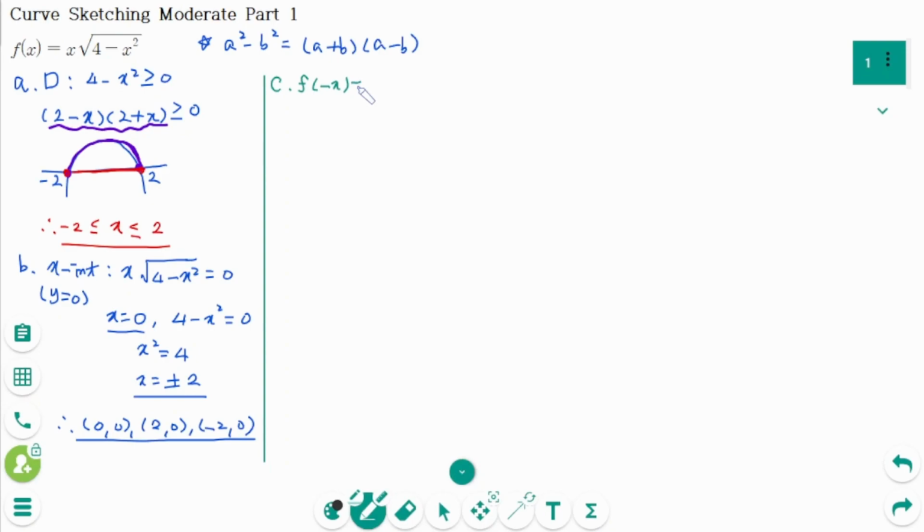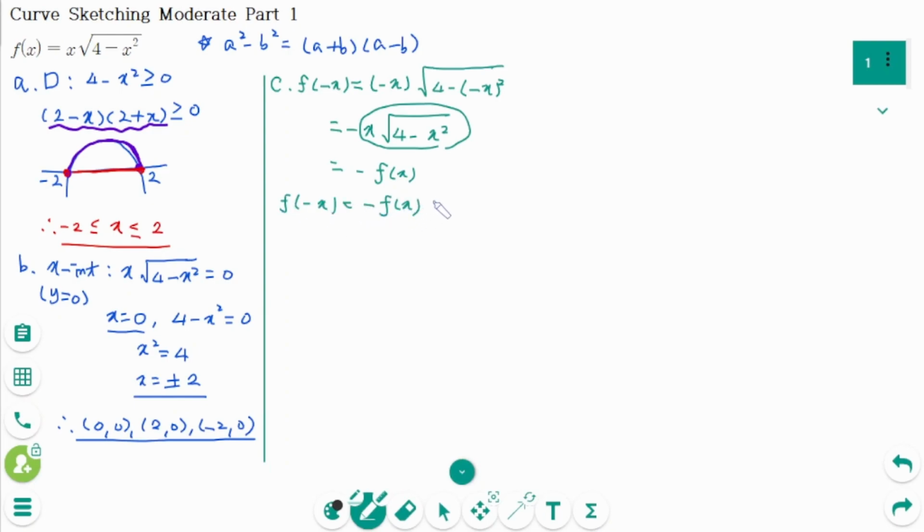f of minus x equals minus x times the square root of 4 minus x squared. We can rewrite this as minus x times the square root of 4 minus x squared, and this part is f of x. So f of minus x equals minus f of x. That means f is an odd function, so the graph has symmetry about the origin.